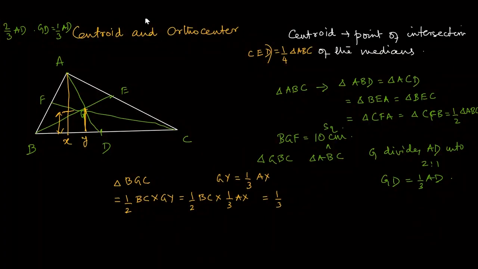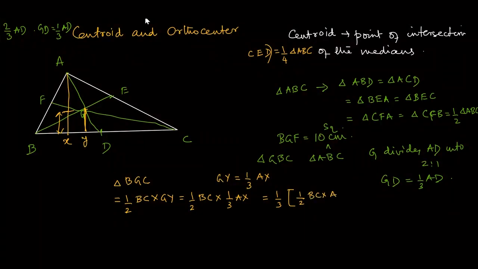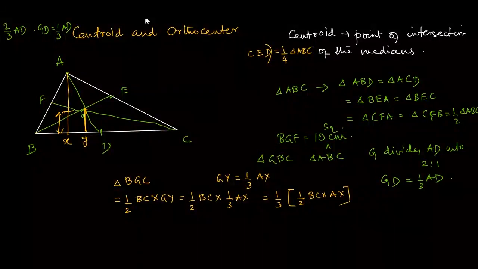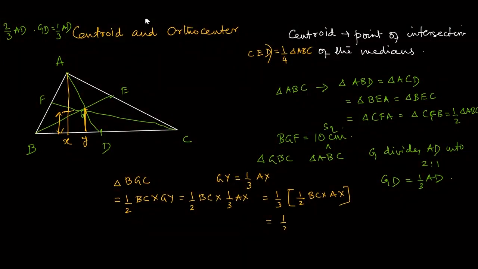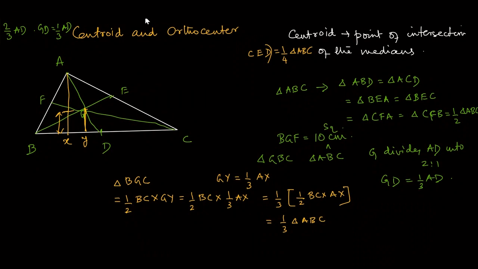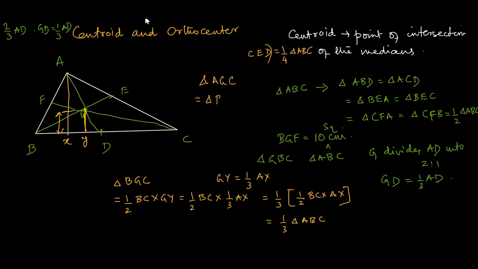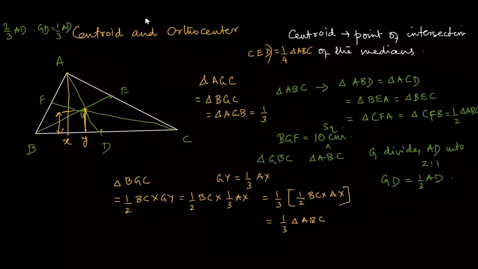So this is 1/3 of half BC into AX. And what is BC into AX? Sorry, half BC into AX. This is the area of triangle ABC, correct? So each of the triangles AGC, BGC and AGB is equal to 1/3 of triangle ABC.